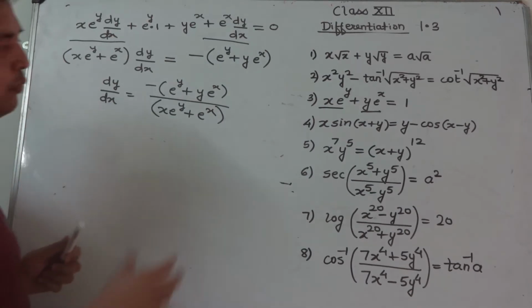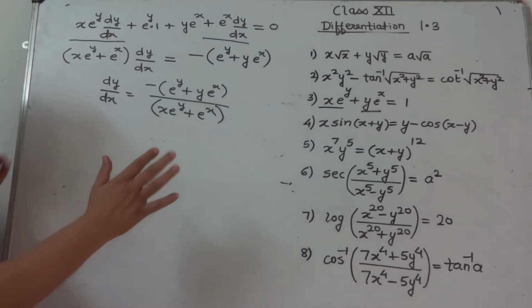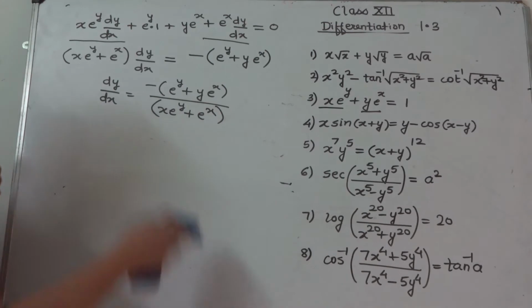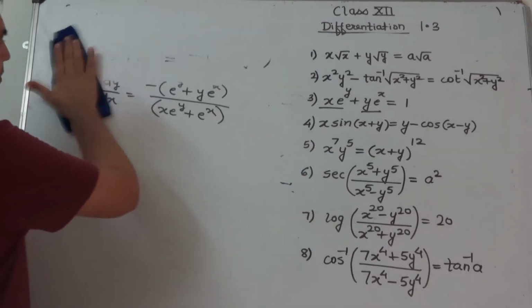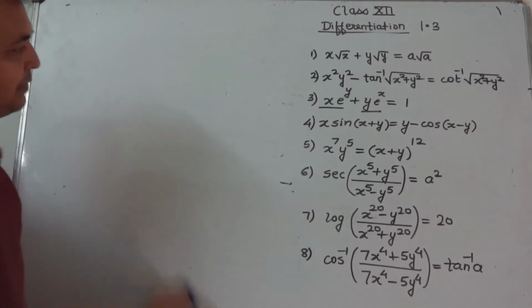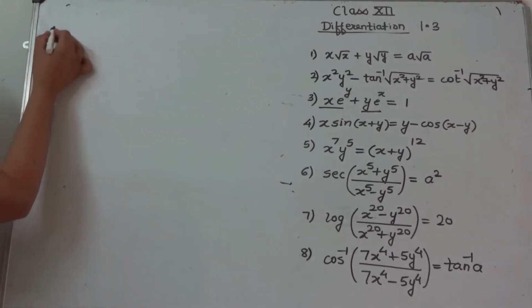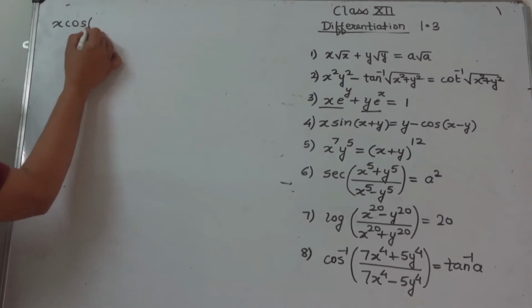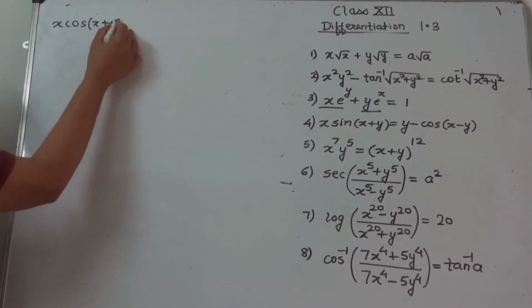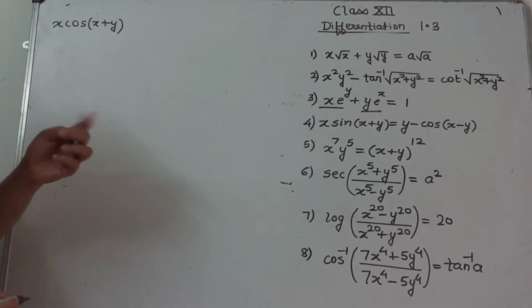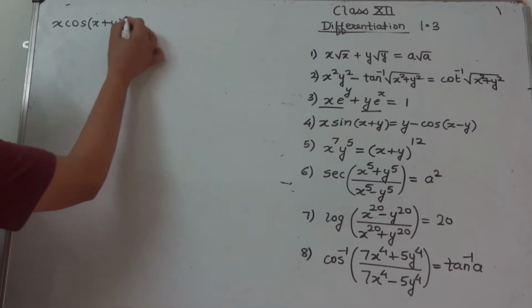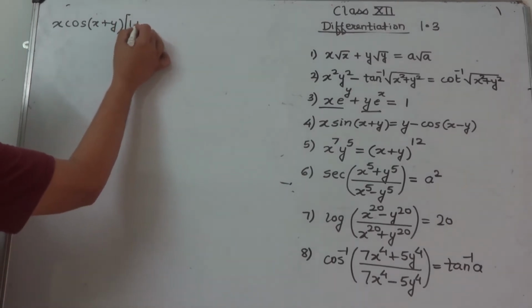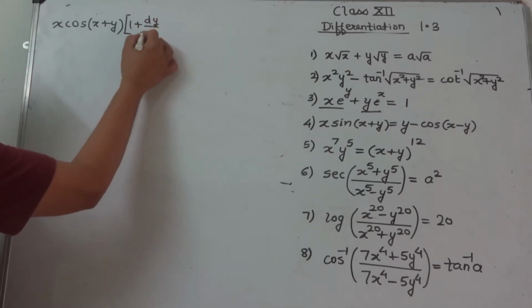Now students, for the fourth question, the method is the same, implicit function. So we differentiate term by term and see what we get. On the left hand side we have to use the product rule. x, derivative of sine is cos of x plus y, but in place of x there is x plus y, so chain rule, derivative of x plus y is 1 plus dy by dx.